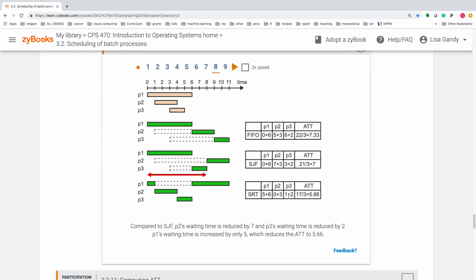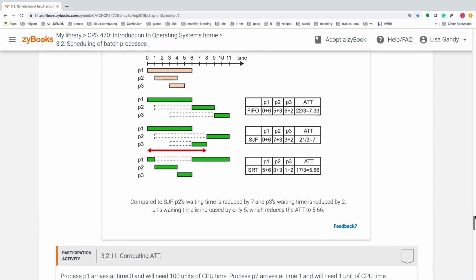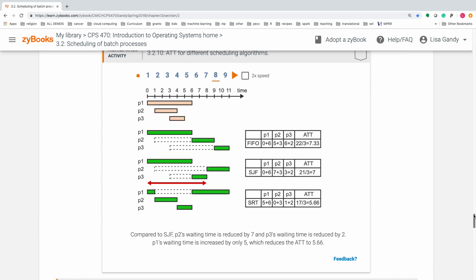Okay. What am I missing here? I think that's wrong. Isn't P2 wrong also? Well, no, that's correct, because it's the waiting time. So wouldn't P3 have no waiting time? I think it should be 0 plus 2. I think that's an error. Or 0 plus 3? I think it only runs for 2, right? It's hard to tell. But yeah, 0 plus 2. Yeah, that's wrong. I'll have to make a note for them.